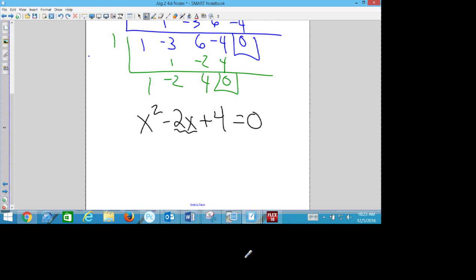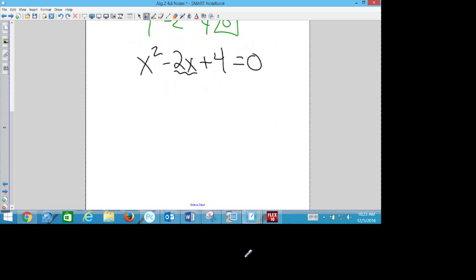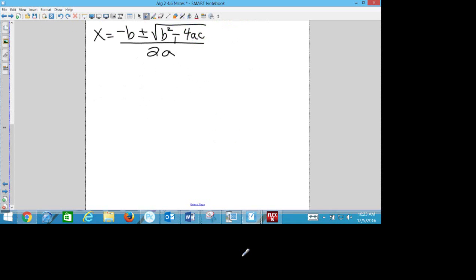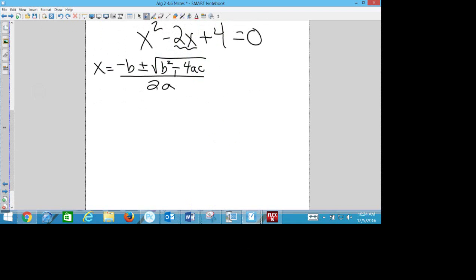I'm going to show you with quadratic formula, plus another excuse to sing the song. Ready? x equals opposite b plus or minus square root b squared minus 4ac all over 2a. That's why we do it over and over again, so we can learn it. When you get into your next course, you have to know it.